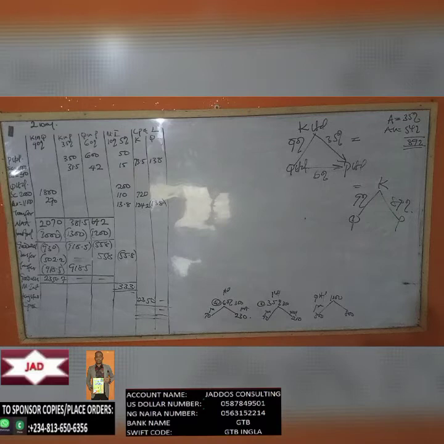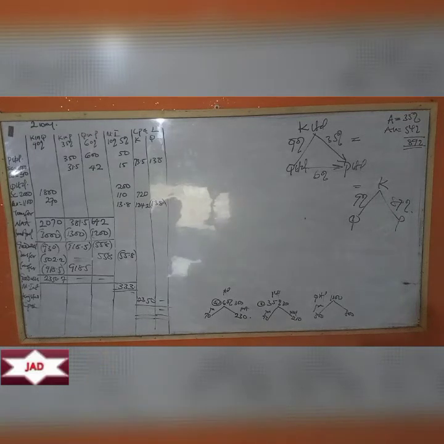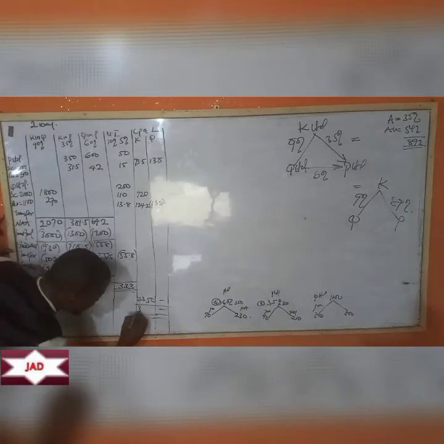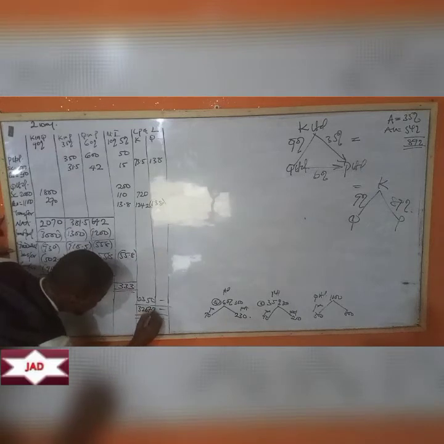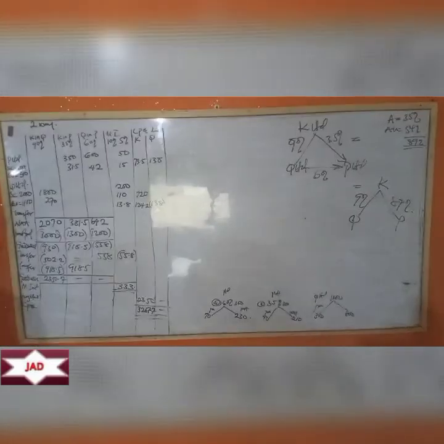Let's go again. 73.5 plus 720 plus 124.2 plus 2350, 3267.7. 3267.7. So what we've done here is to do the two-way.